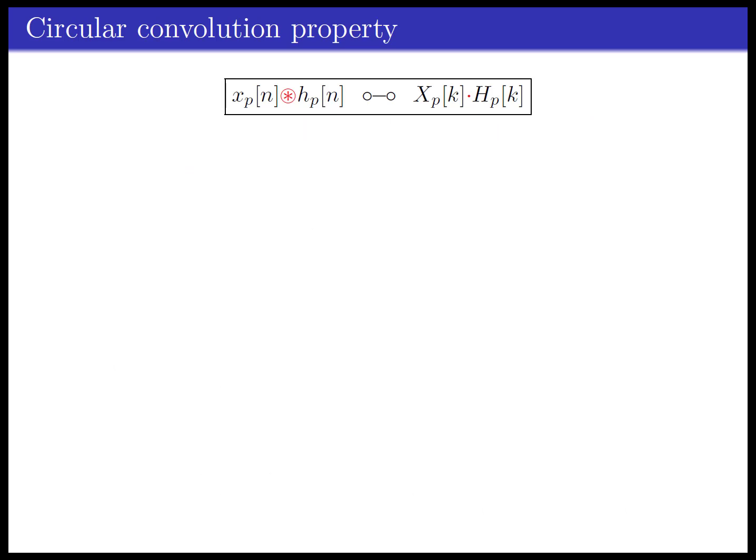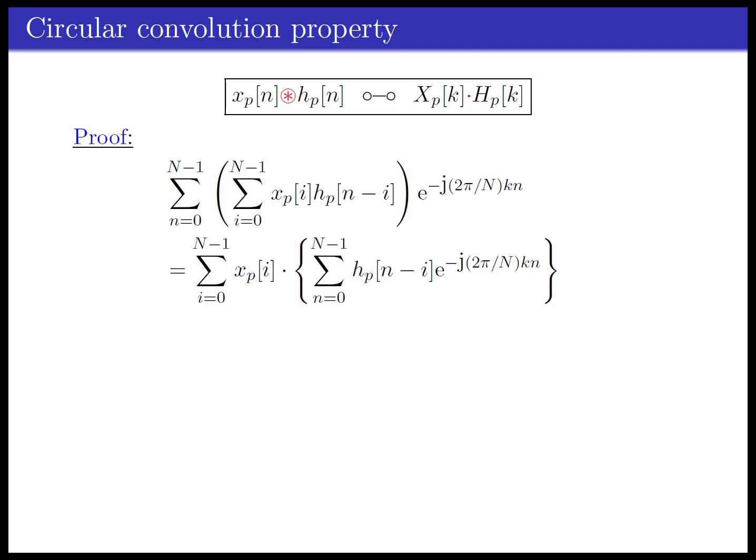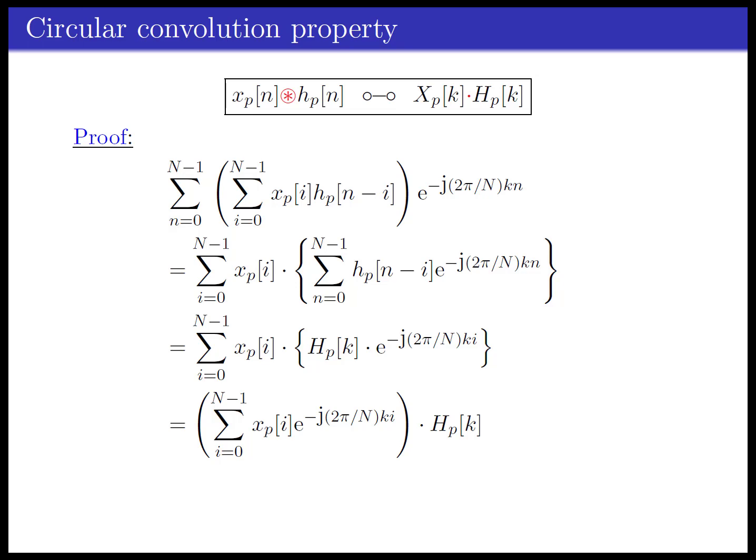Now we will show that the convolution in time domain is equivalent to a multiplication in frequency domain. For the proof of this property, we first apply the DFT operation to the circular convolution, and then switch the order of the two summations. In between brackets, we recognize the DFT of the impulse response, which has been shifted in time domain. As shown in one of the previous slides, this time domain shift results in a multiplication with a complex exponent in frequency domain. Moving the complex exponent forward finalizes the proof.